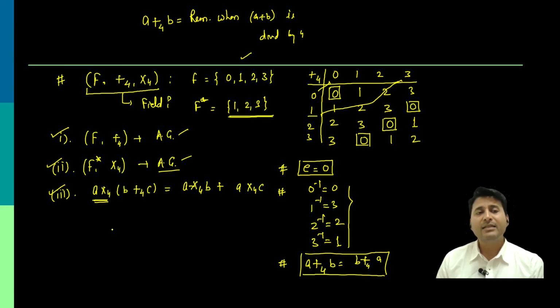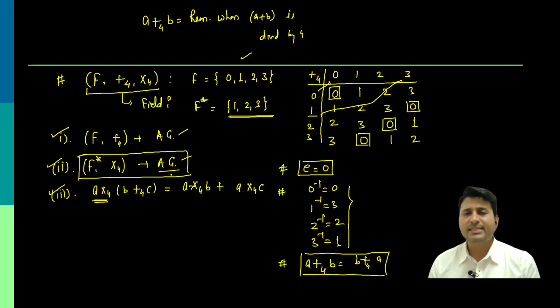I am leaving the second part as practice, an exercise for you. Make a Cayley table for this. And if there is any confusion, do let me know through the comment box.